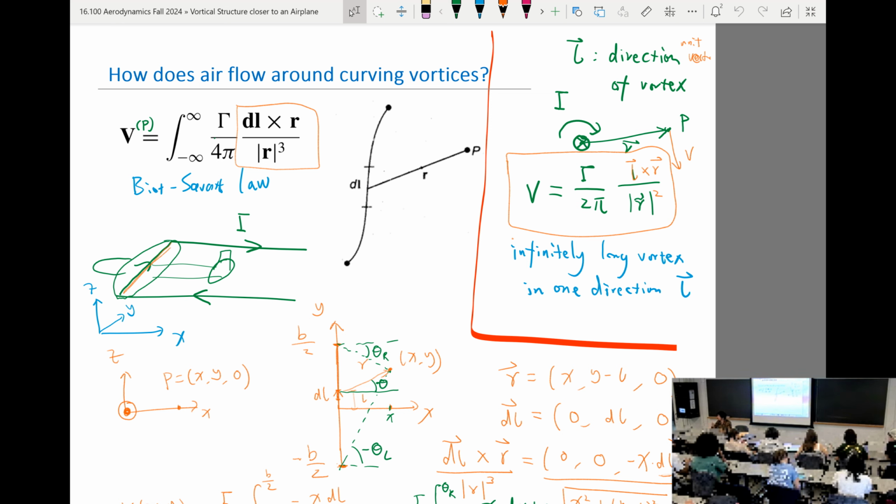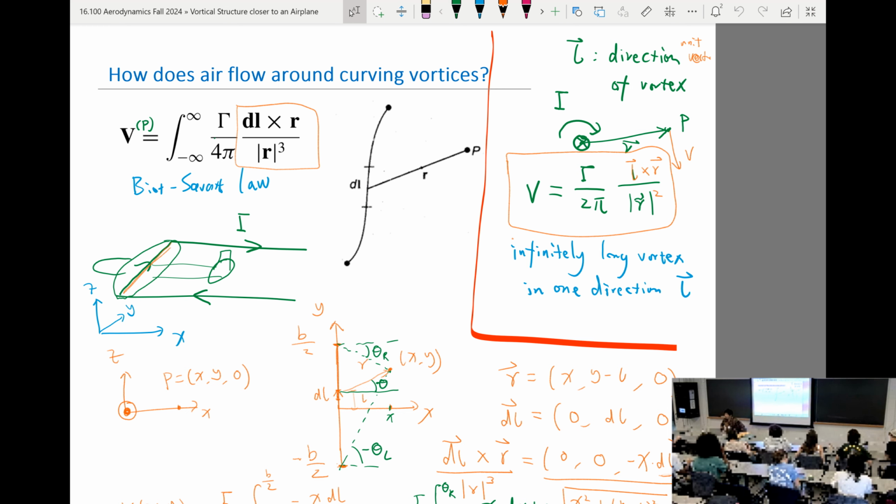Why did velocity point perpendicularly downwards instead of perpendicularly upwards? This is because I defined this vortex as rotating this way. That's why the velocity here is like that, and that is why the vorticity is pointing that way. If instead the vortex rotates in the counterclockwise direction, then the velocity would be upwards, but then this L would be pointing out of the board instead of into the board. So you still get L cross r being the velocity direction.